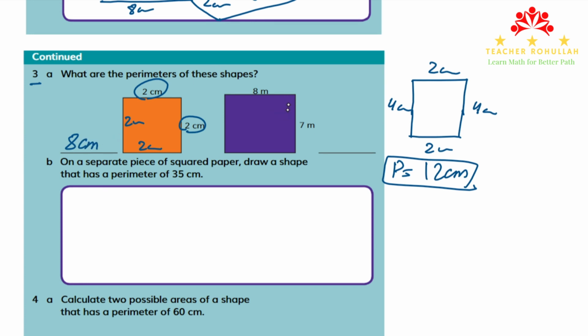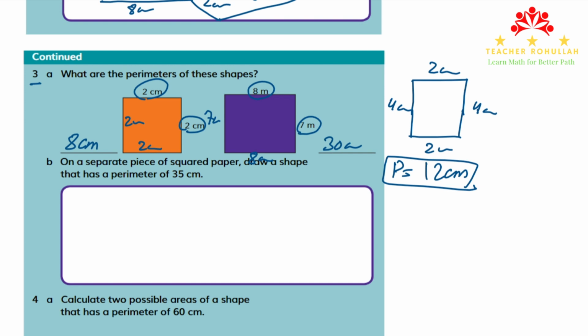The second one is a rectangle. The length of this rectangle is 8 centimeters and the width is 7 centimeters. If this length is 8, the one down here is also 8 centimeters. If the one to the right is 7, the width to the left is also 7 centimeters. Now, 8 plus 8 is 16, and 7 plus 7 is 14. 16 plus 14 will be 30 centimeters. So the perimeter of the rectangle is 30 centimeters.